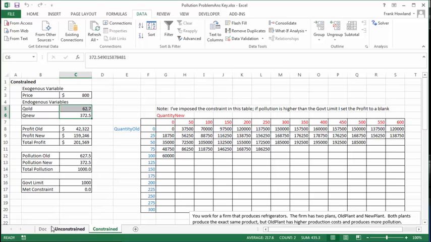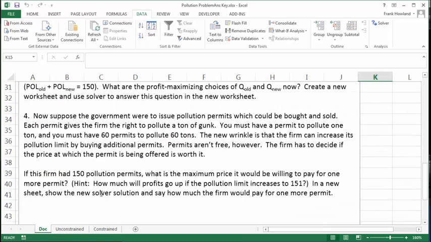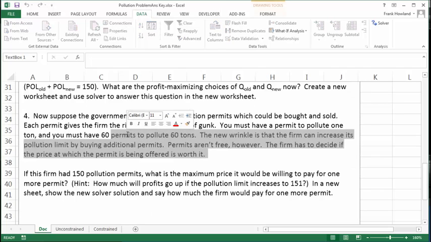You should think about the last question, which is, how much would you be willing to pay if you had to have permits to produce gunk, right? If you owned a permit, you can produce a ton of gunk. If you own 150 permits, you can produce 150 tons. How much would you pay for that 151st permit? All right, that's a question you should think about.